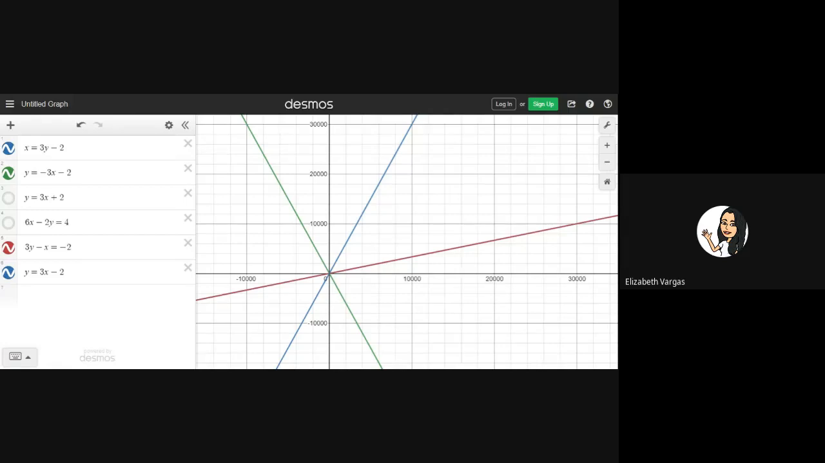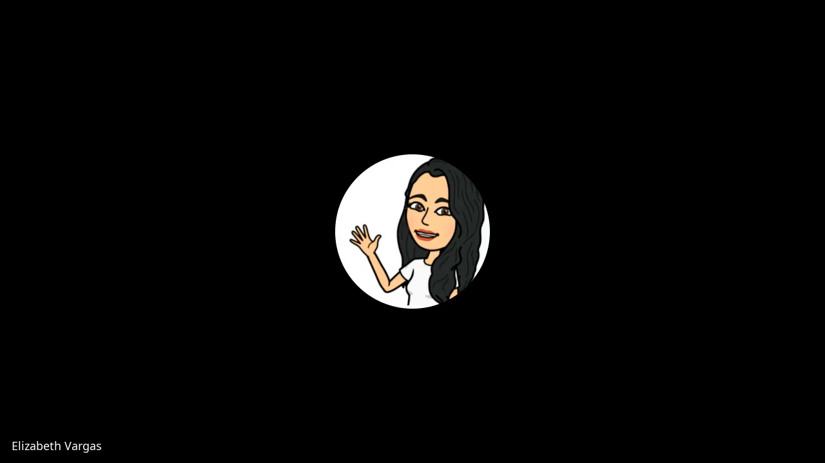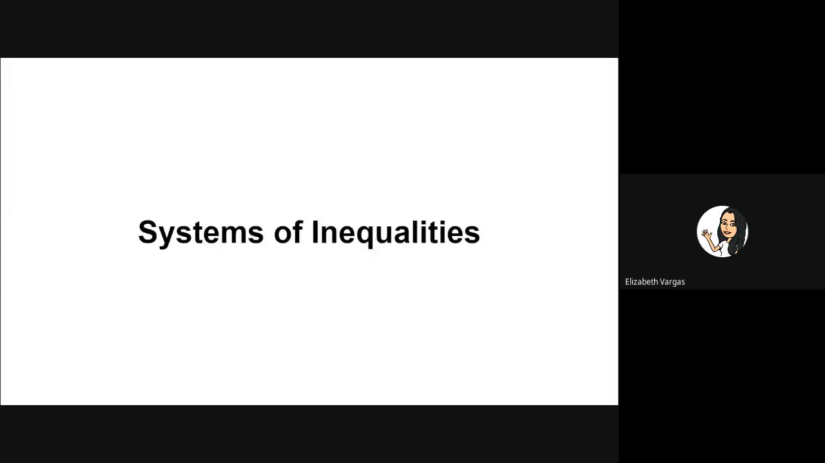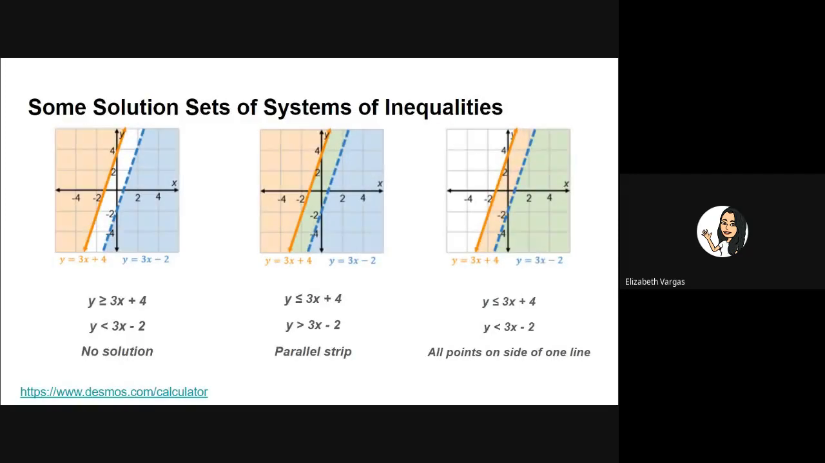Good job. Okay, so almost done. Now we're going to look back at systems of inequalities. Remember, systems of inequalities are basically linear equations, but instead of using an equal sign, we use different inequalities like less than or equal to, greater than or equal to, greater than or less than. And we also get solutions to these types of problems.